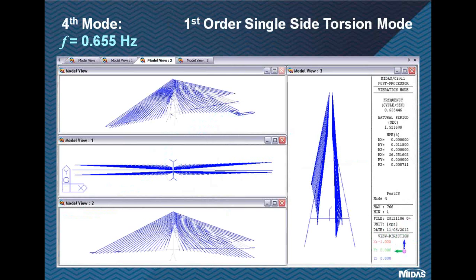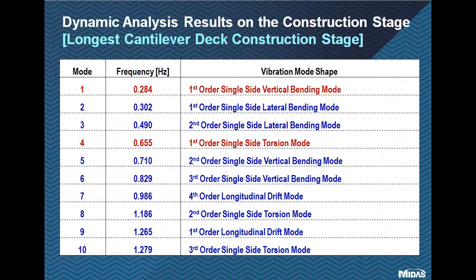This is the fourth mode as the first order single side torsion mode with the frequency of 0.65 Hz. This table shows the first 10 modes of the cantilever stage vibration. Similar to the completed bridge behavior, the ratio of the torsion mode to the vertical bending mode's frequency is slightly below 2.5.